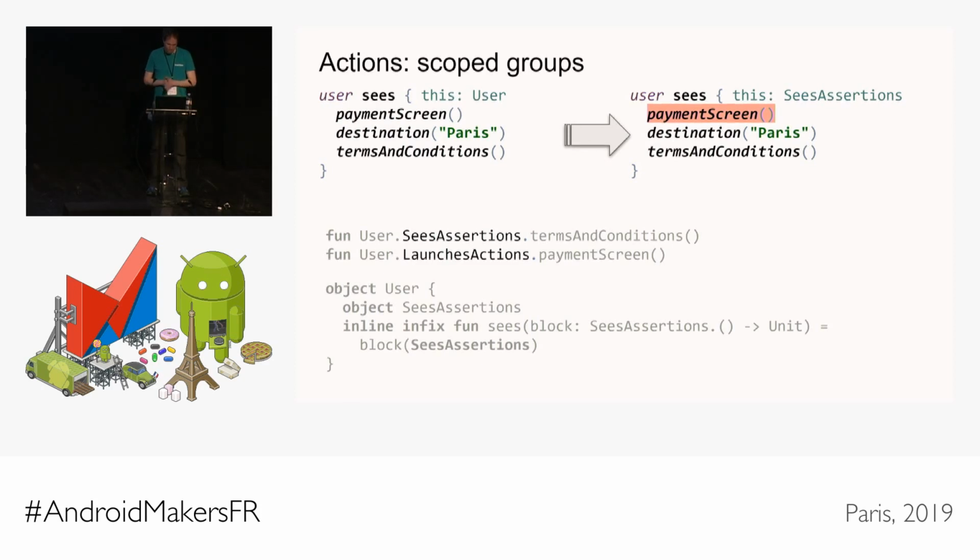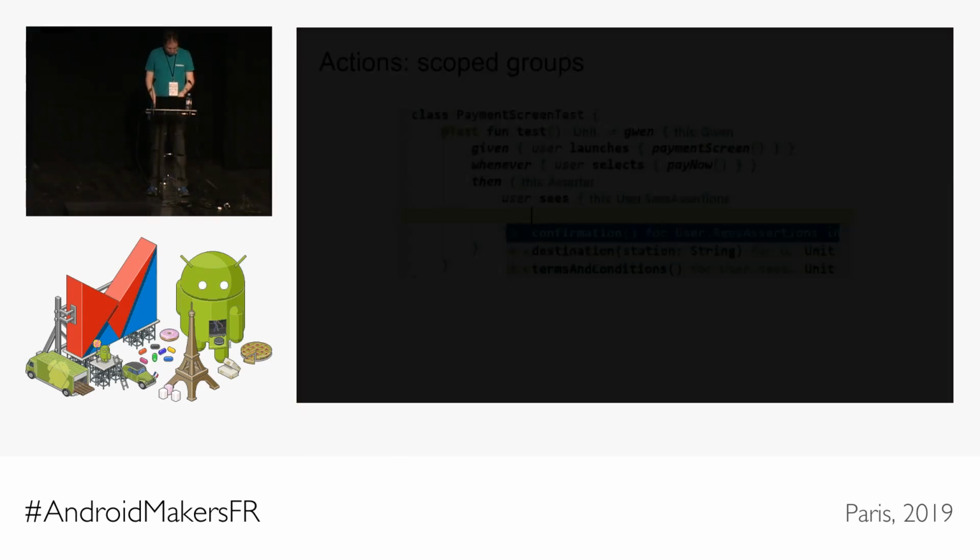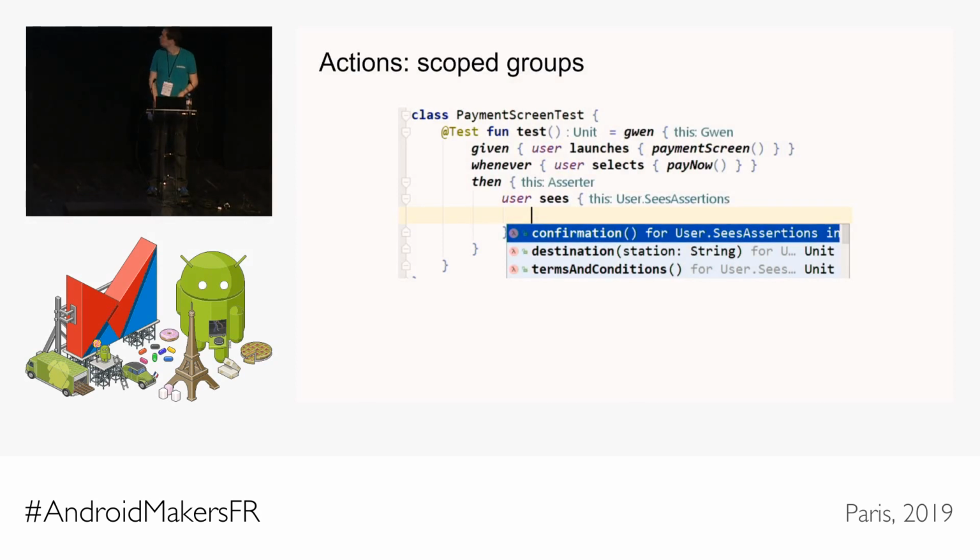There is a side effect here, which is that it also resolves name collisions, because we can have user sees a pay button, and the user can also select the pay button. And because these are now separate receivers, we can have the same name for the function. So now it's the same code, but with a different receiver, and now we get a really focused code completion.